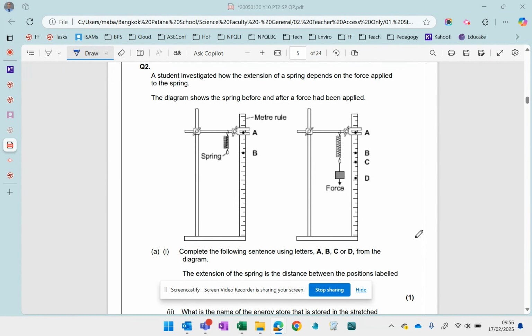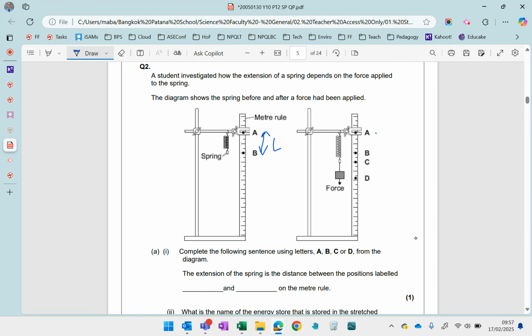Right, question 2. So you can see this is about a spring that's getting extended. This is the classic Hooke's law practical. So complete the following sentence. The extension of the spring is the distance between the positions labelled and on the meter ruler. So it's A to B, that's the length of the spring.